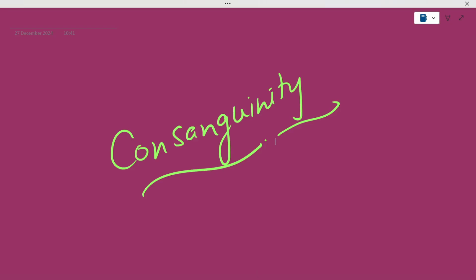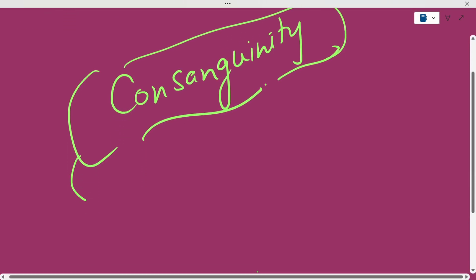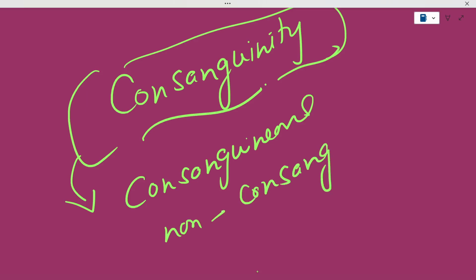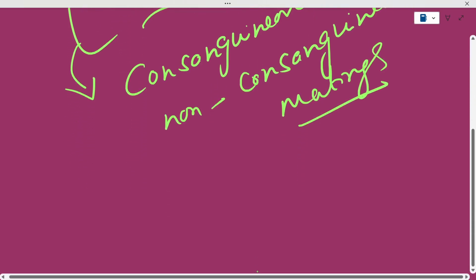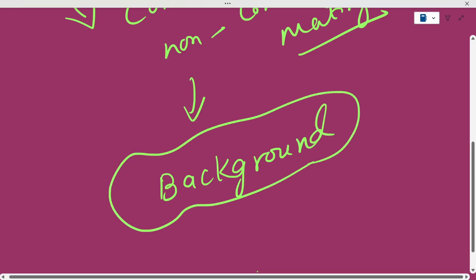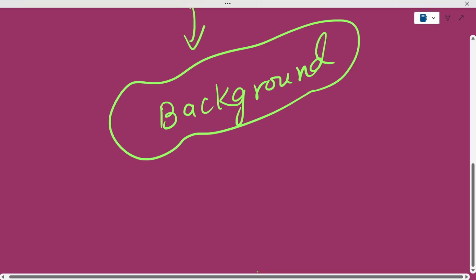Good morning, everyone. I'm going to start with the topic consanguinity. In the syllabus of UPSC anthropology, this comes under consanguineous and non-consanguineous matings and the genetic effects of it. So, before proceeding on to this topic, let's have a background look at what these terms are and how they are related to overall anthropology.